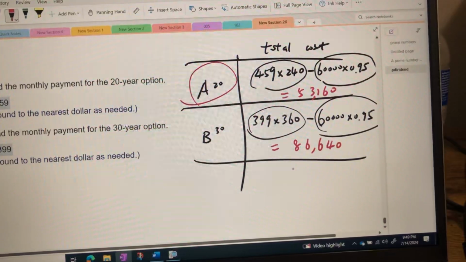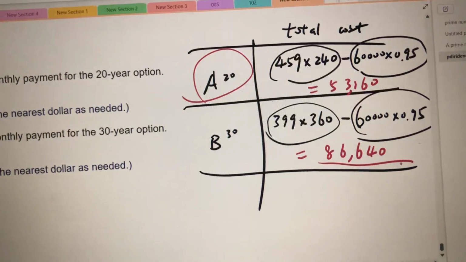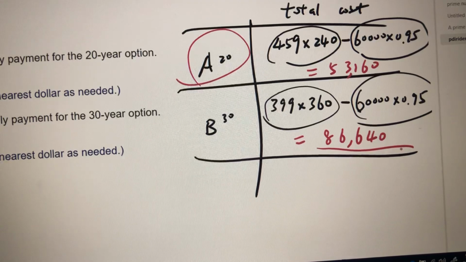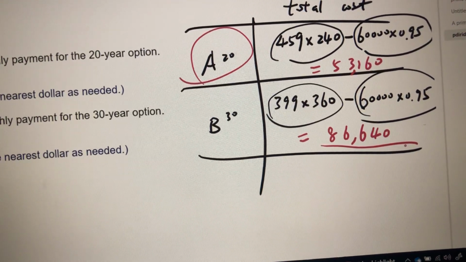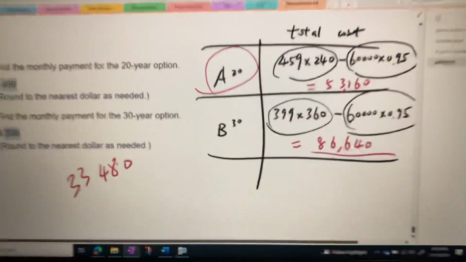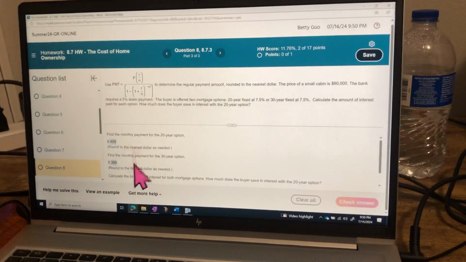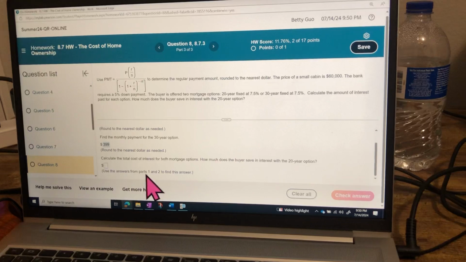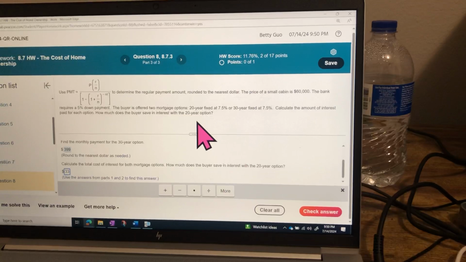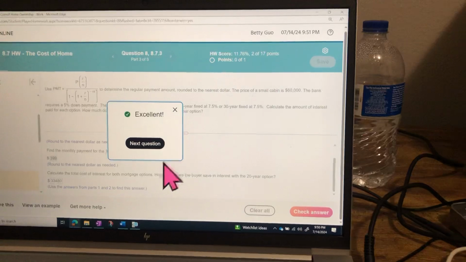The difference is how much they save. So we're going to use 86,640 minus 53,160. The difference is $33,480. Let's see the number. Use the answers from 1 and 2. Okay, so let's enter 33,480. Here we go. Do you see that?